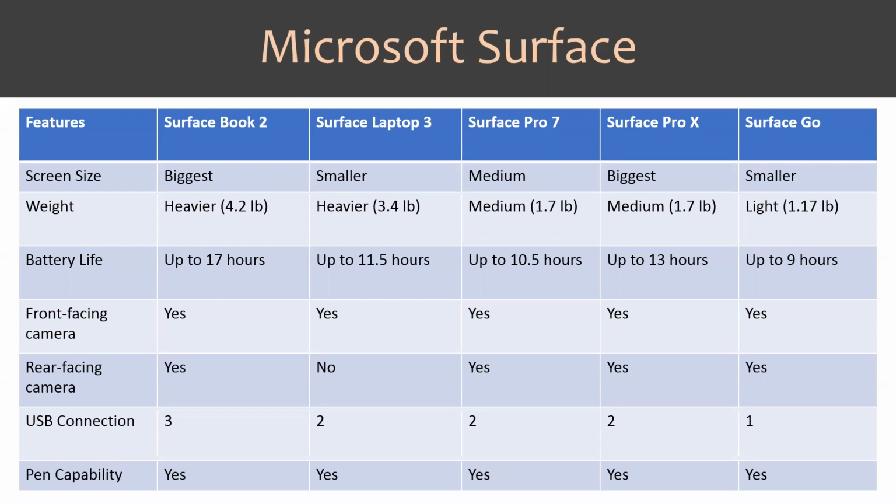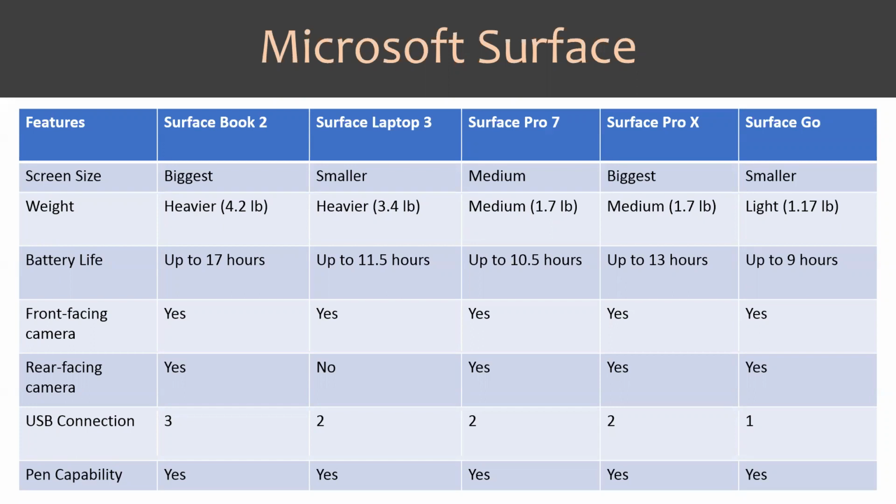One of the main reasons why I purchased the Surface Book was because of the battery life. The Surface Book actually includes 2 batteries, and those 2 batteries are built into the computer, and that allows you to have a battery life of up to around 17 hours. As you can see, as we go down the line, the battery life gets smaller and smaller, so that our Surface Go, which is our smallest Surface option, provides you only with up to 9 hours.